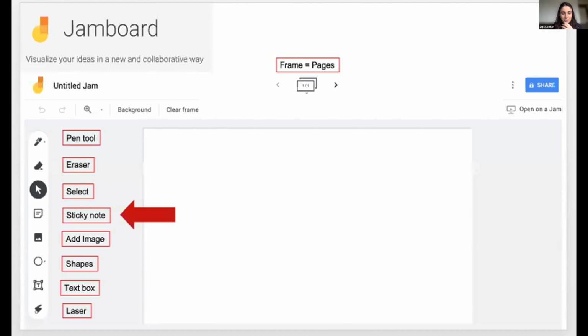I still find people who have not experienced this Google tool before, but you can create a sticky note by clicking this little square with the writing in it. And you can click between the different pages. We don't need to do that yet, but there are ways of navigating to different pages on Jamboards.